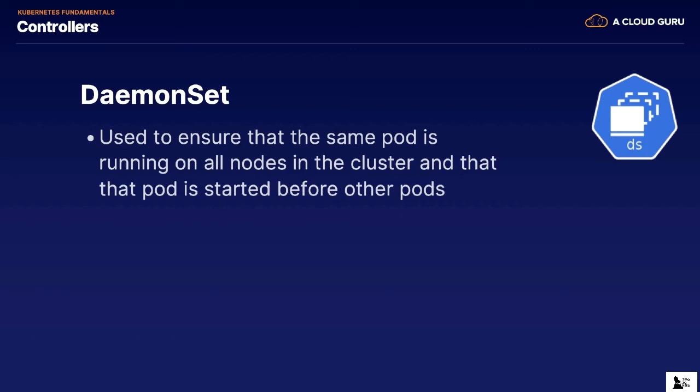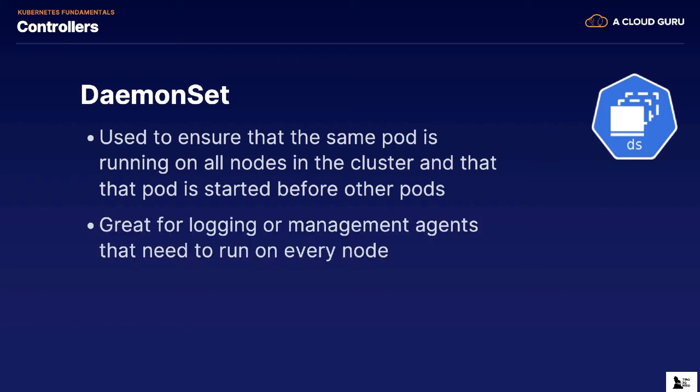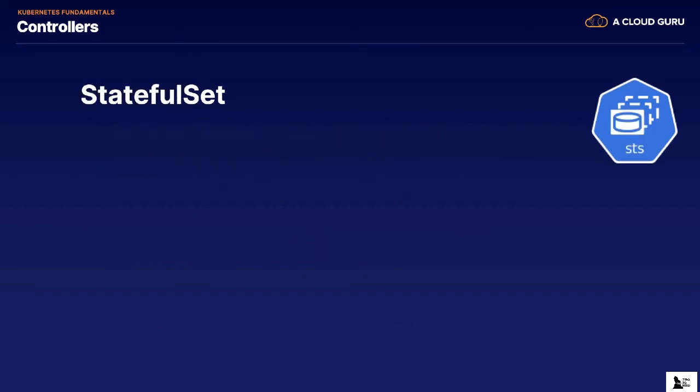So in Linux, you typically have daemons that run at all times, and these are kind of system services. Over in Windows, you have Windows services that run at all times. The daemon set Kubernetes controller was created for exactly this purpose. And this is great for logging or management agents that need to run on every node in the cluster.